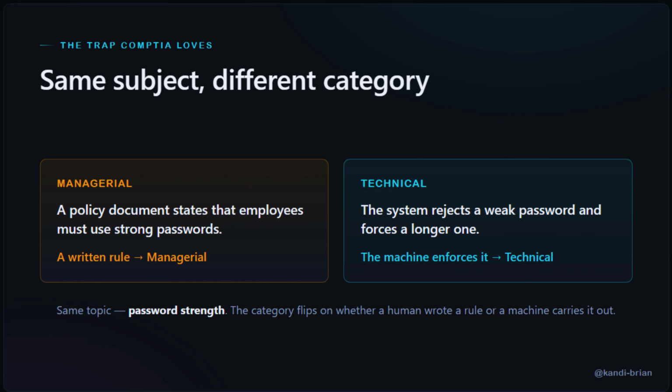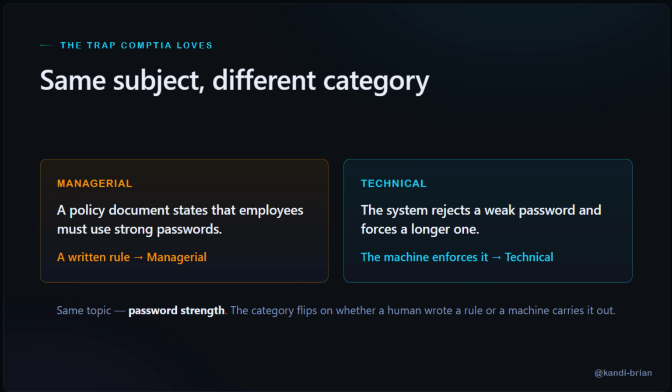Here is where the exam gets clever and where you earn your points. CompTIA will deliberately place a control next to its category in a way that feels right, but is actually testing whether you know the difference between the control and the policy that describes it. Consider a password policy. If the question describes a document that states employees must use strong passwords, that is managerial because it is a written rule. But if the question describes the system rejecting a weak password and forcing a longer one, that is technical because the system is enforcing it.